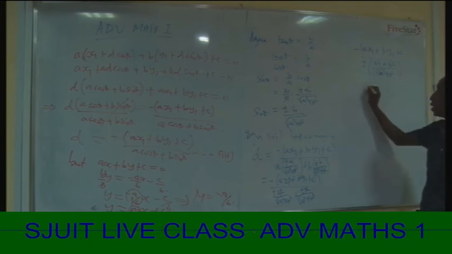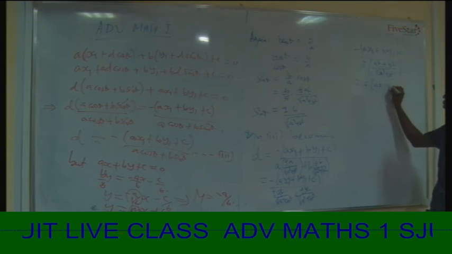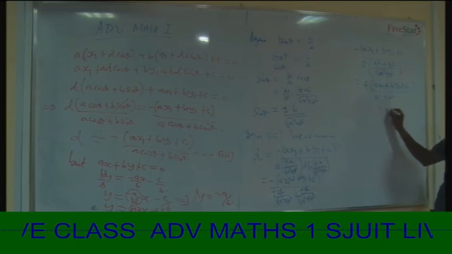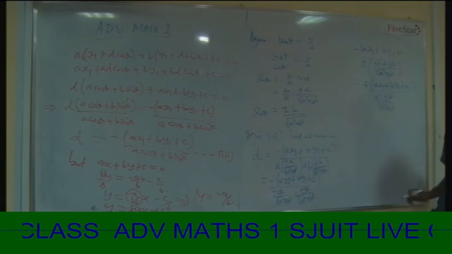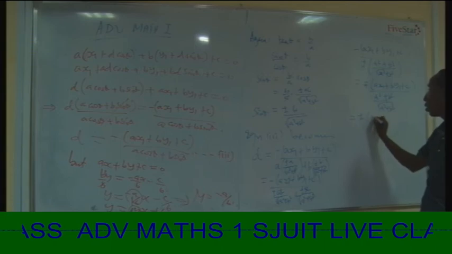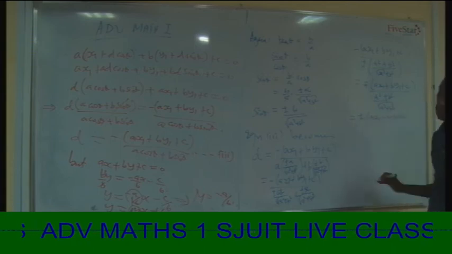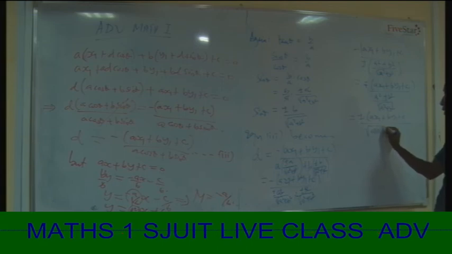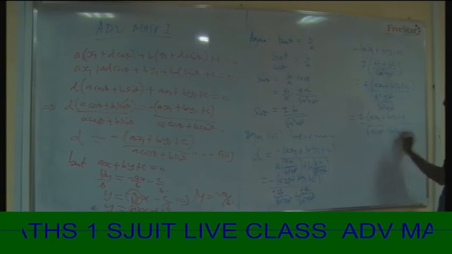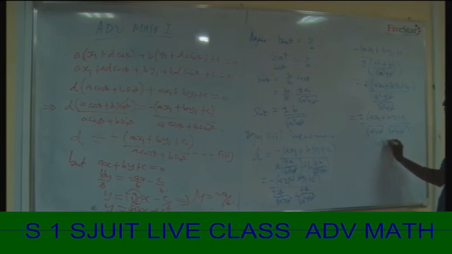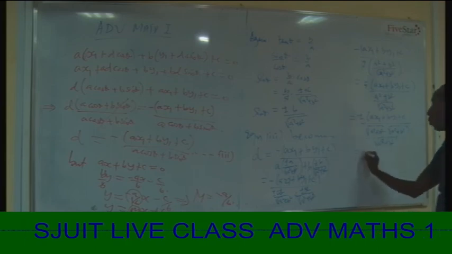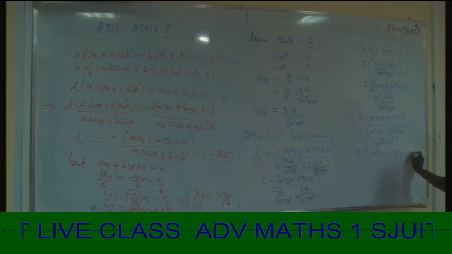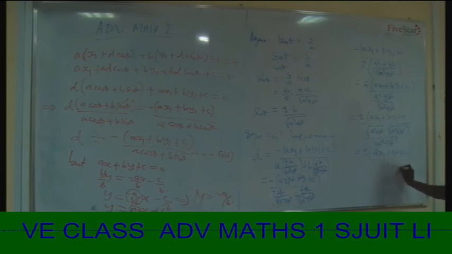So here now we'll have negative plus a x1 plus b y1 plus c divided by a squared plus b squared divided by square root of a squared plus b squared. Looking clearly at this one, this expression can be written as plus or minus a x1 plus b y1 plus c divided by, this a squared plus b squared we can just write as square root of a squared plus b squared times square root of a squared plus b squared, then divide by square root of a squared plus b squared. Now you can see this cancels, remain with plus or minus a x1 plus b y1 plus c divided by square root of a squared plus b squared.